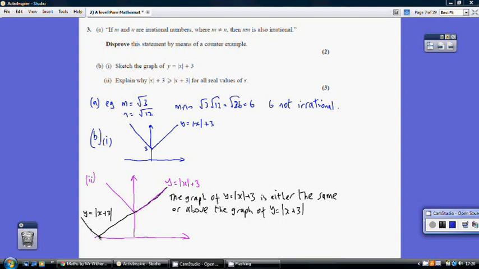So this is the graph of y equals the modulus of x plus 3, and we can see that the purple graph is either the same as the black graph or above it. So the graph of y equals the modulus of x plus 3 is either the same or above the graph of y equals the modulus of x.